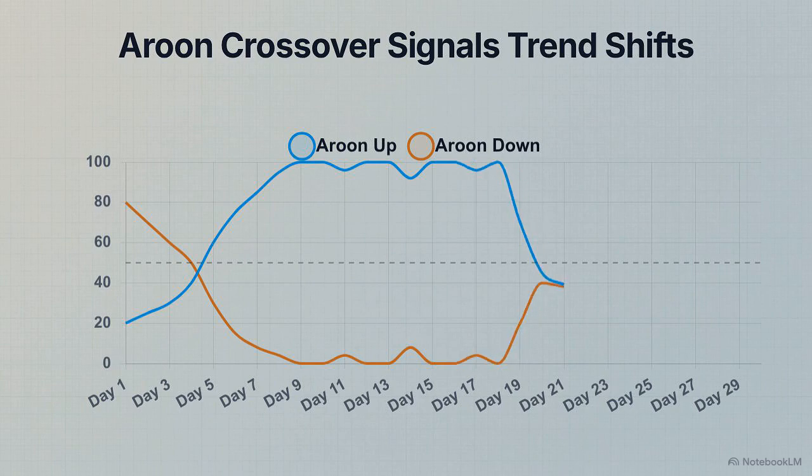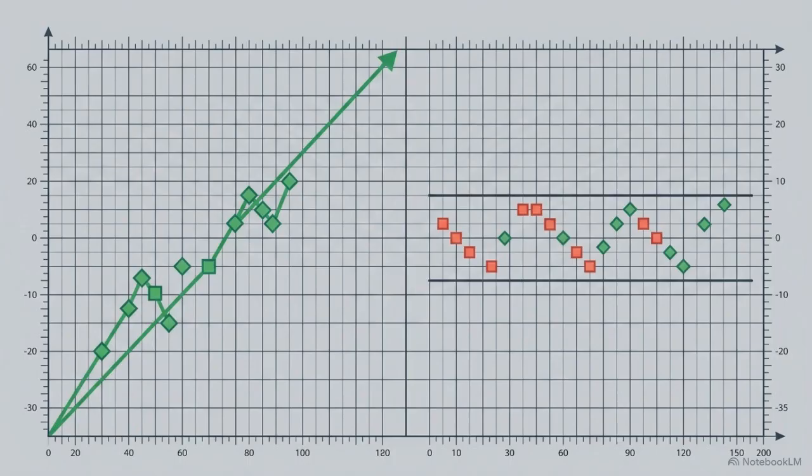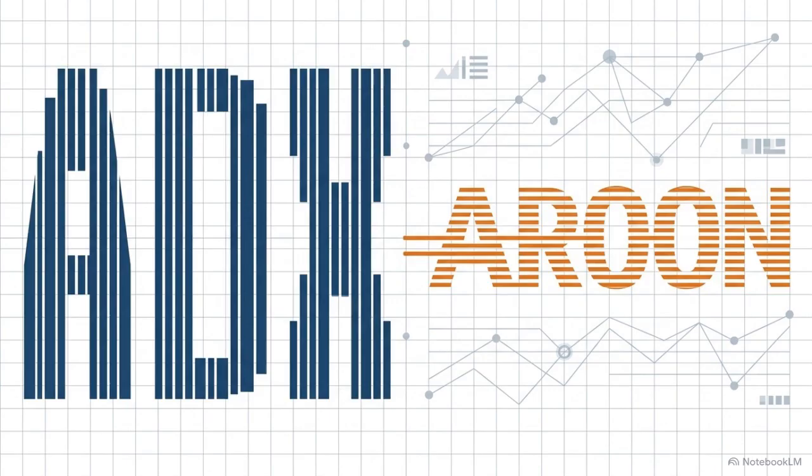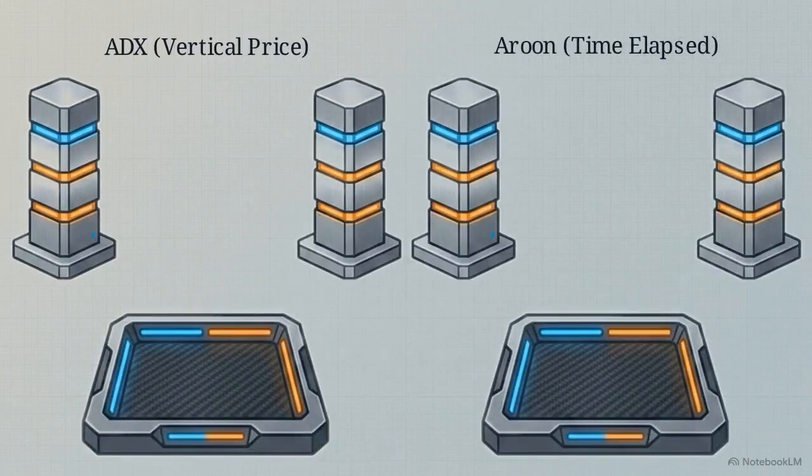When both lines drop below 50 and move in parallel, the market is in a consolidation phase. Lacking new extremes, it's a flat market where trend-following strategies fail. Recognizing these geometric shapes allows a trader to distinguish between a trend that is building momentum and one that has stalled into a range. This differs from the average directional index, or ADX, which is often used as the standard for measuring trend strength. The difference lies in the inputs.